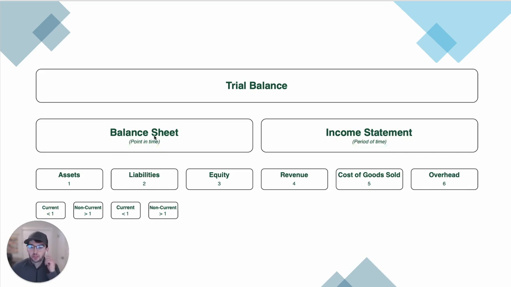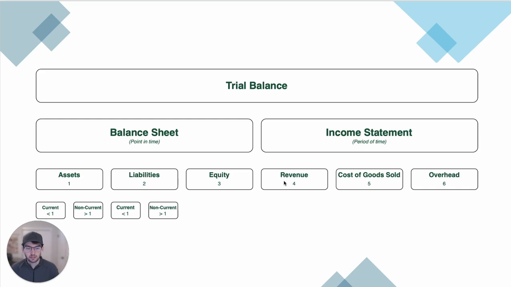After this, both the balance sheet and the income statement are further broken down into more components. So here on the balance sheet, we have assets, which is going to be what you own. You have liabilities, that's what you owe. And then equity, that's the remainder. So it's going to be the difference between what we own and what we owe.